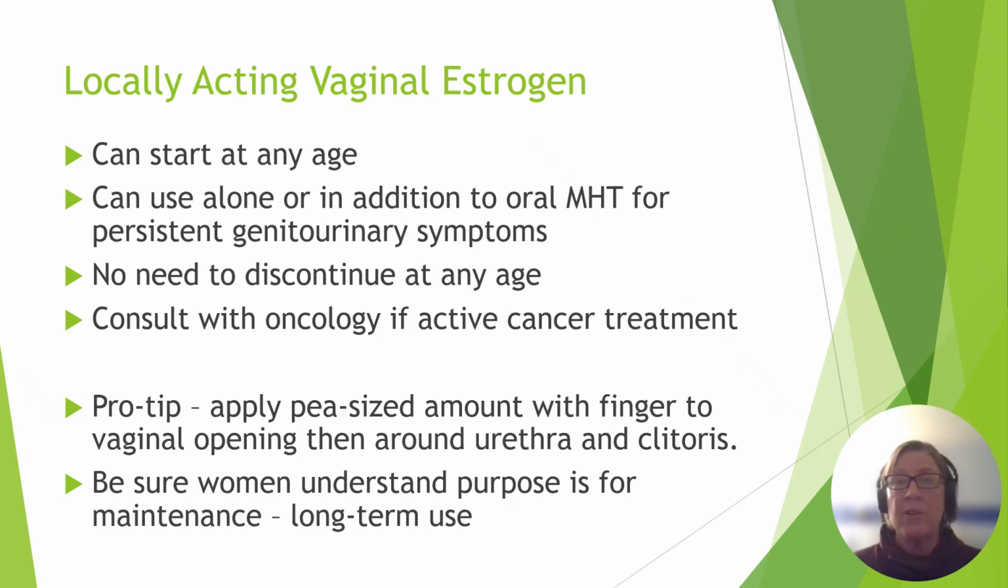Vaginal estrogen can be started at any age. It can be started in a 75-year-old woman if she starts to have symptoms. It can be used alone, or it can be used in addition to oral hormone therapy for persistent genitourinary symptoms. Sometimes the systemic therapy is not enough to manage these symptoms. There's no need to discontinue this at any age. The only contraindication would be active cancer treatment, at which time you should consult with oncology.